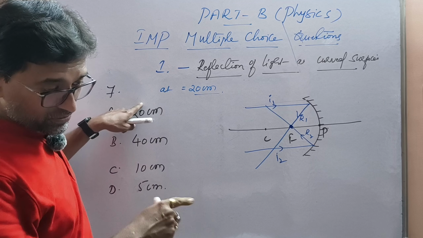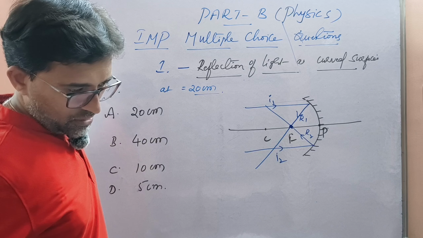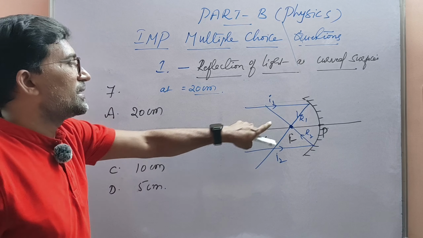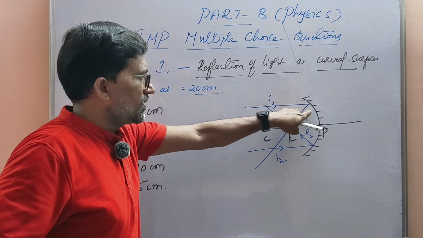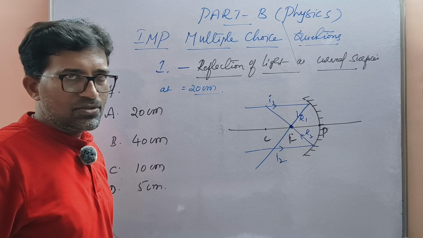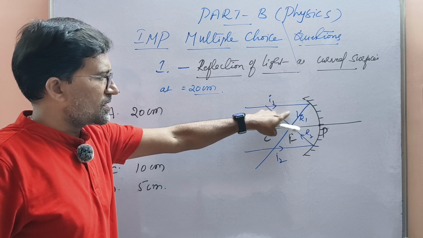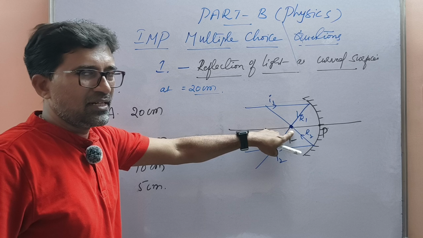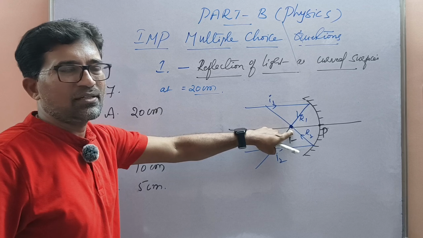I will read out the question. Please concentrate and listen to the question. The rays are incident on the concave mirror parallel and converging at 20 centimeter. We are going to incident parallel rays, and after reflection they are converging at 20 centimeter distance. Normally, all the rays which are parallel to the principal axis meet at the focus after reflection. So we can understand that the reflected light rays are converging at the focus.